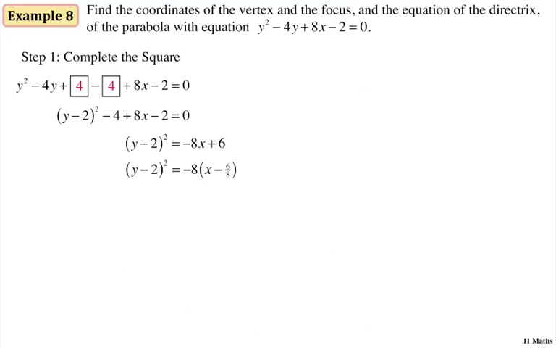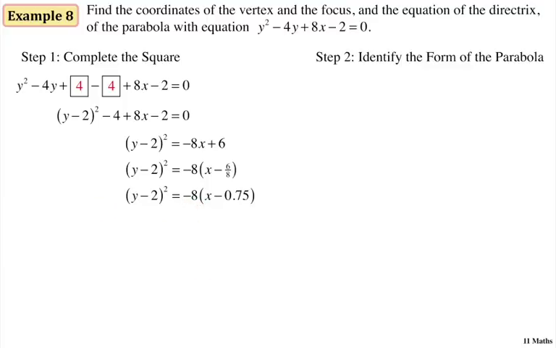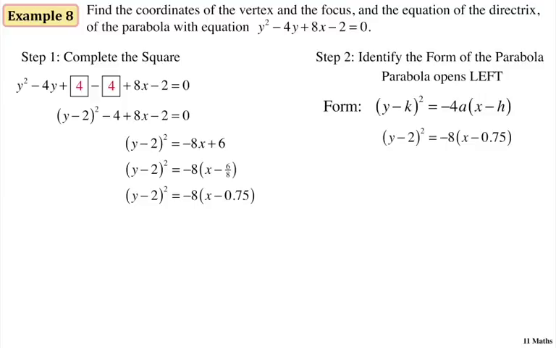Let's have a look. When you take out a common factor of minus 8, I get minus 6 over 8, which if I write as a decimal is minus 3/4, which becomes minus 0.75. I now know the vertex. Remember the x value first. The vertex is plus 0.75, comma 2. This is a parabola that has a y squared. Y squared opens right or left. If it's negative, it has to open to the left. So, opens left.